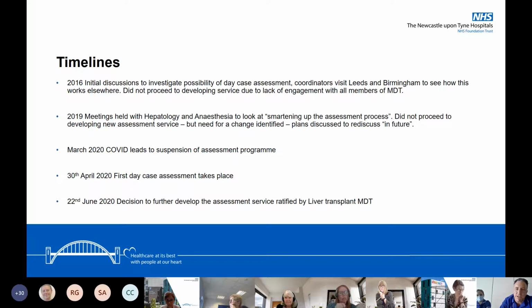So as I say, in 2016, we started the discussions regarding the project of day case assessment. We used to traditionally see our patients for 3 days, but we wanted to make that a better way of assessing patients. So we went down to Leeds to have a look at how they organise day case assessment, and then to Birmingham to see how they work their systems.